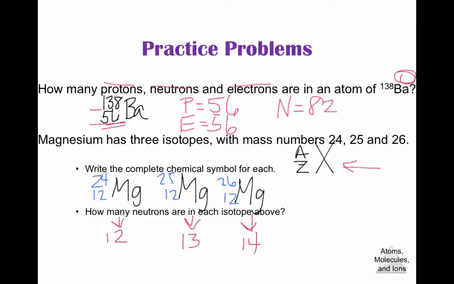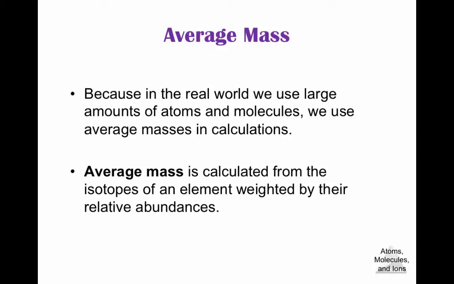So this is how we work with isotopes and with writing symbols. The whole premise of using isotopes is for us to calculate the average atomic mass.